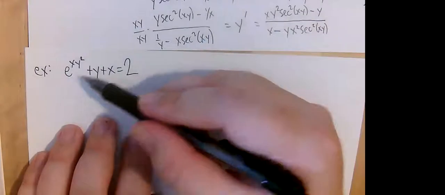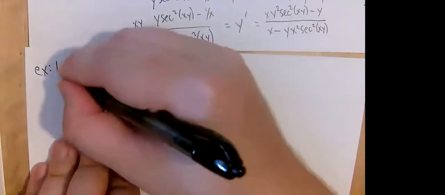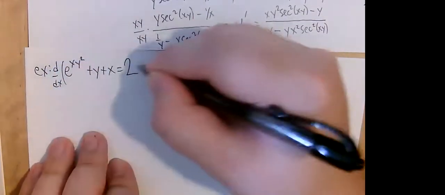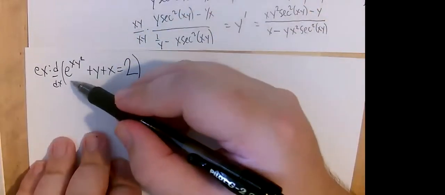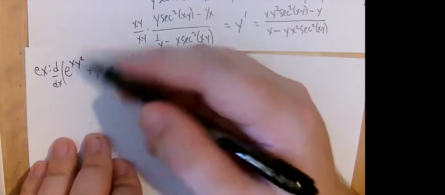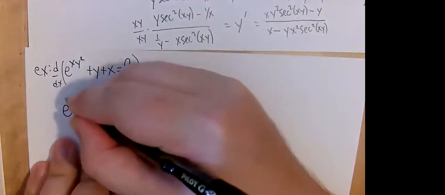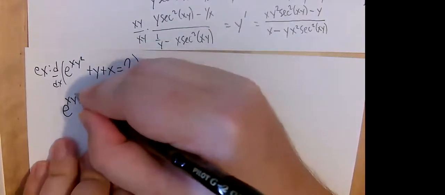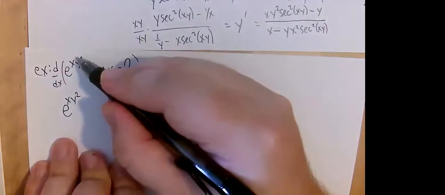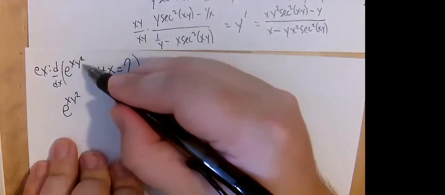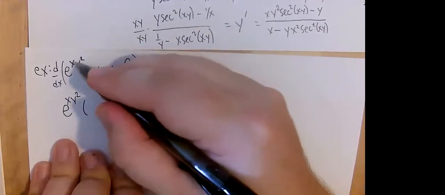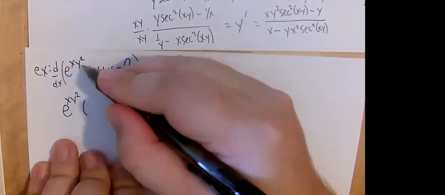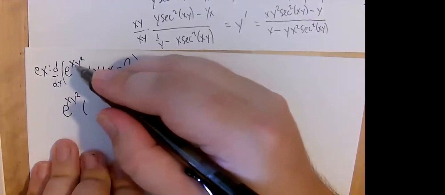All right, so I want to take the derivative with respect to x of this, and I want to find y prime. Okay, so first I'm going to do the derivative of e to the something. The derivative of e to the something is e to the something, but then we need to multiply by the derivative of our inside. So we're using a chain rule here. And because these are multiplied here, we're going to have to use the product rule to deal with this.